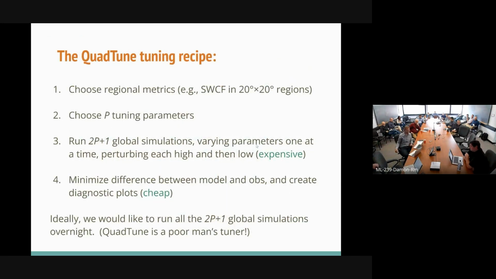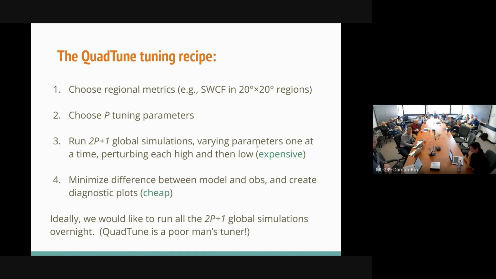Okay, so the recipe for tuning in QuadTune is fairly standard. We choose our regional metrics, so shortwave cloud forcing in the 20 by 20 regions, choose our tuning parameters from the model, and then we run 2P plus 1 global simulations. The one simulation is a default simulation, which we have to run. And then we perturb the parameters one at a time, and we perturb each parameter high and then low. We have to do that because there's so much nonlinearity in the parameter dependence.